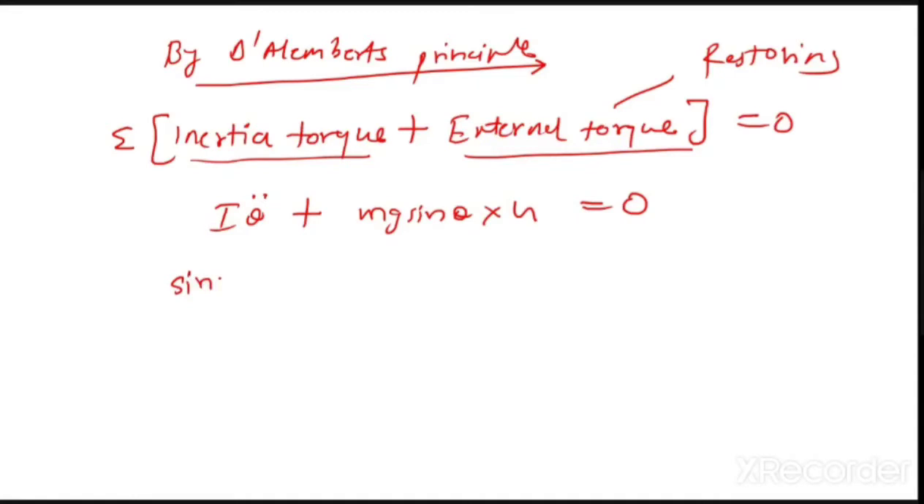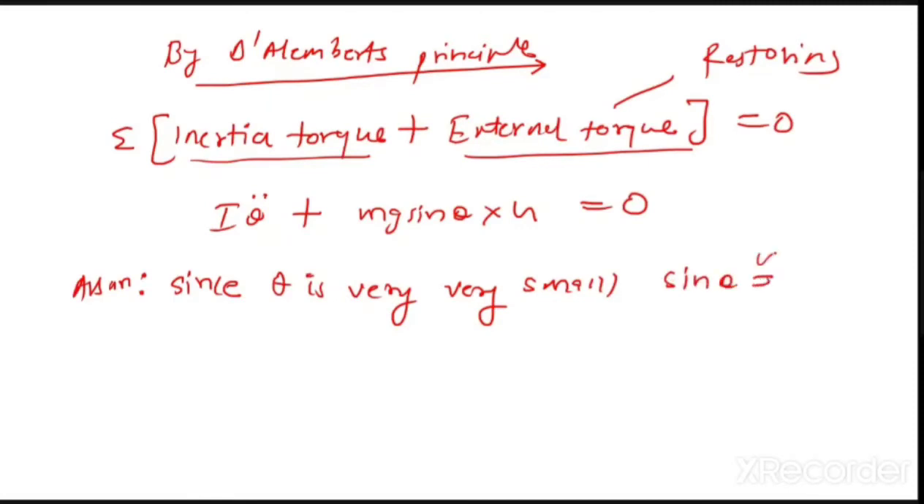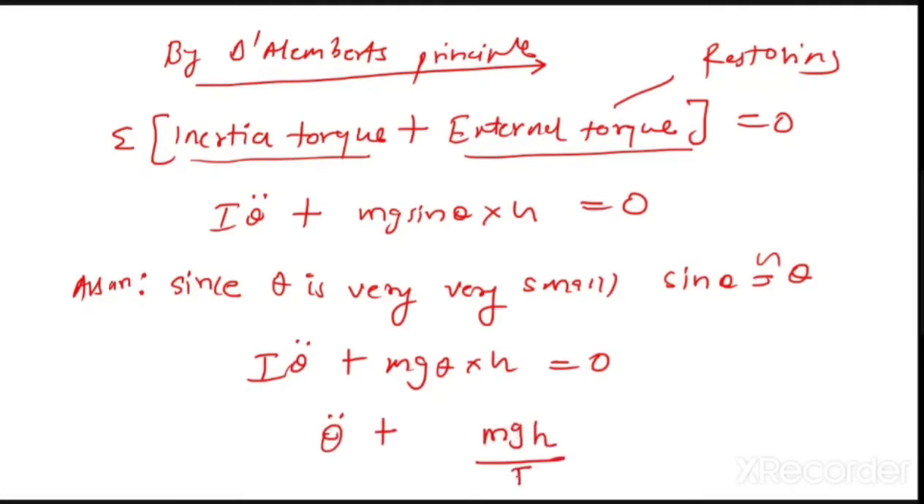Now, as I said in the beginning, we are giving a very small angular displacement. Since theta is very small, see what assumption I am taking. This is nothing but an assumption. So since theta is very small, sin theta is equivalent to theta, right? This is the concept of vibration basically which I am explaining. So I theta double dot plus mg theta into h is equal to 0. So what do I get now? Theta double dot plus mgh upon I into theta is equal to 0.